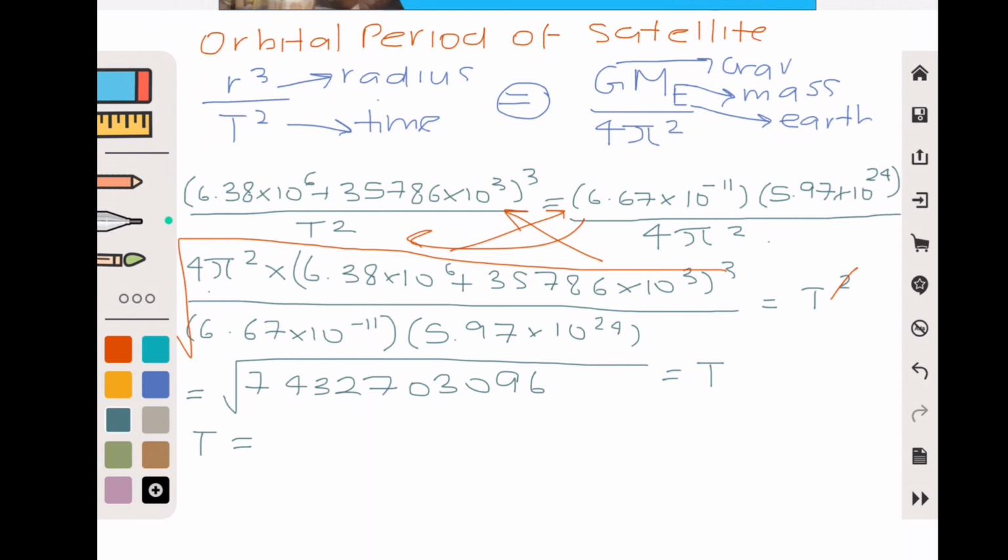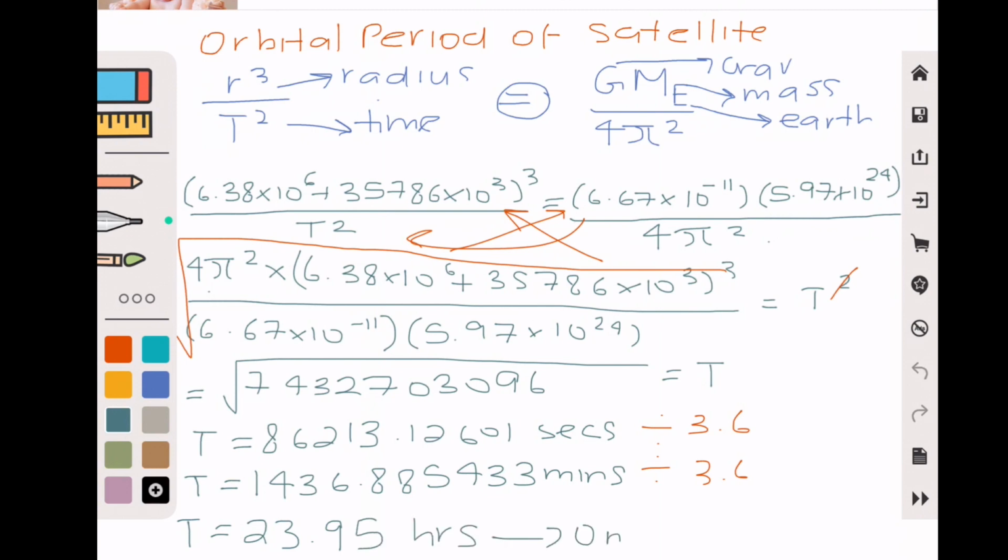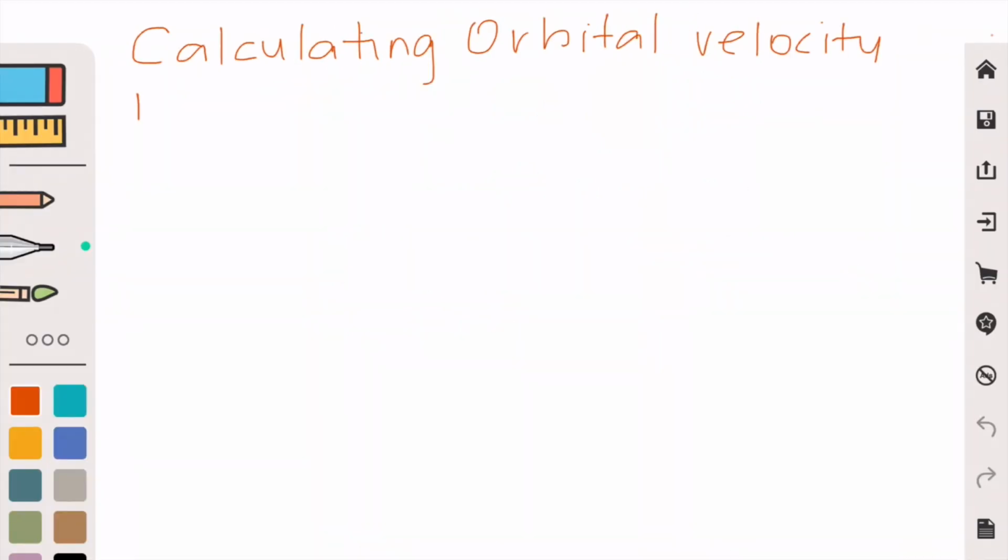You're left with the square root of 7432703096, which then equals 86213.12601 seconds, divided by 3.6, which is equal to 1436.885433 minutes, divided by 3.6 again, which is equal to 23.95 hours. This proves that a geostationary satellite does indeed spend 24 hours, which is one whole Earth day, to complete one orbit. So now we're going to be calculating the orbital velocity of the GOES-13 satellite.